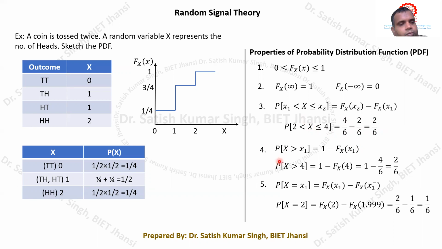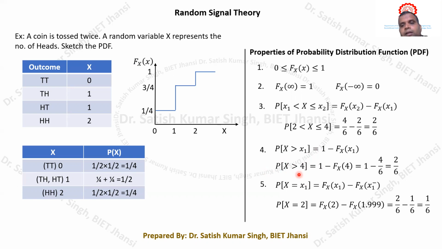Similarly, if you want to calculate the probability that this random variable x is greater than x1, then obviously the same thing can be calculated by 1 minus Fx(x1). For example, if we want to calculate the probability that x is greater than 4, there are only two possible outcomes, 5 and 6. So the probability is 1 by 6 plus 1 by 6, which is equal to 2 by 6.